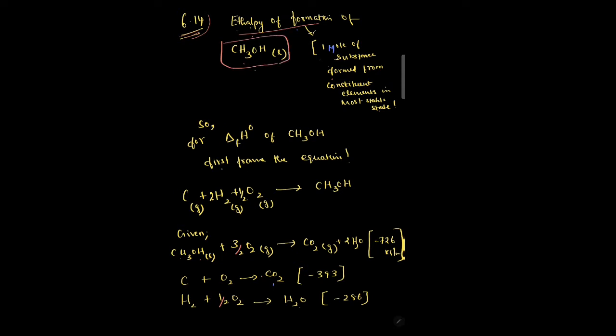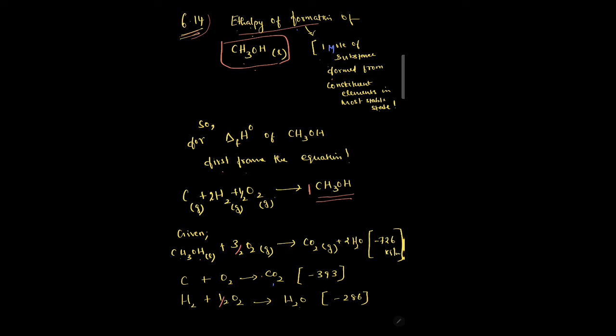I'm just framing the equation for this, where carbon, the graphite form, is the most stable form. The carbon is combining with hydrogen. H2 is the most stable form of hydrogen, and O2 is the most stable form of oxygen. Now first we have to write the product side. CH3OH we have to write first, because only 1 mole of CH3OH is going to get formed.